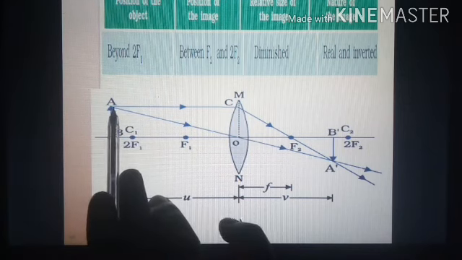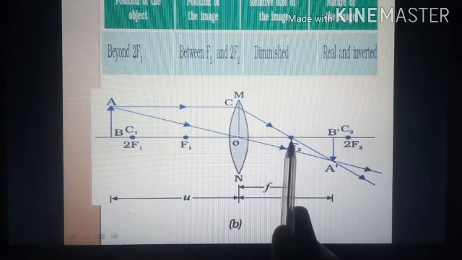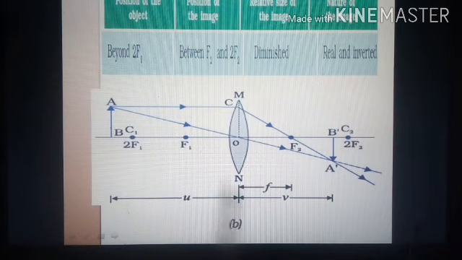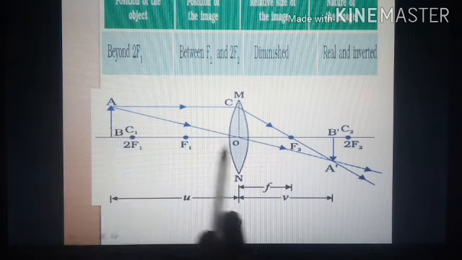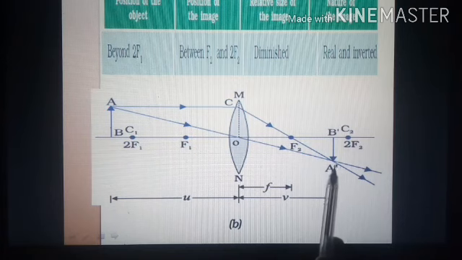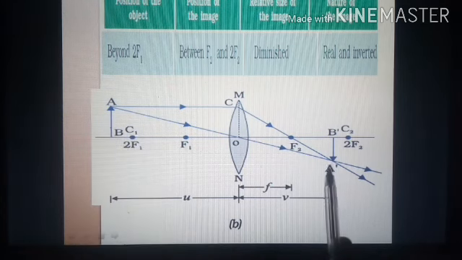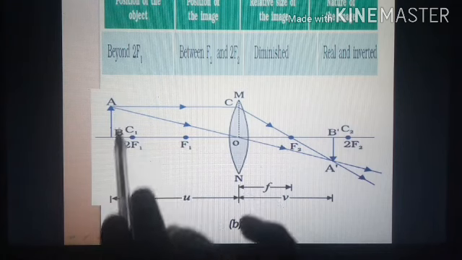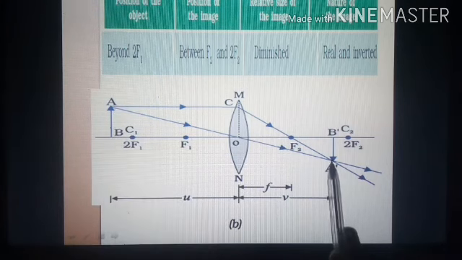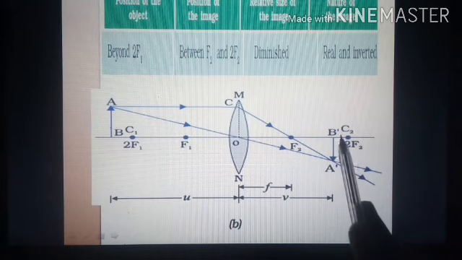First consider the ray parallel to the principal axis. After refraction we know it passes through the focus, and extend that line. Next draw the ray passing through the optical center. We know after refraction it goes without deviation, and extend that line also. Both lines meet at a point. This point is the point image of the object. Here in AB, A is the head and B is the bottom tail. So this point is called A dash, the head of the image, and the bottom of the image is B dash.